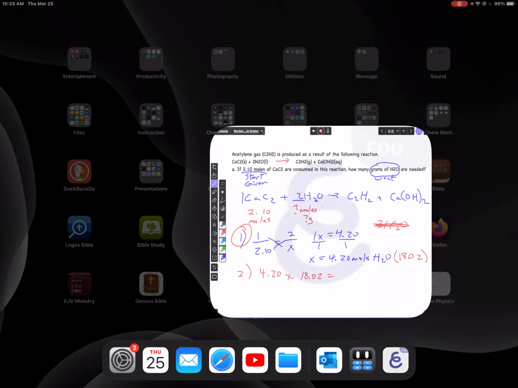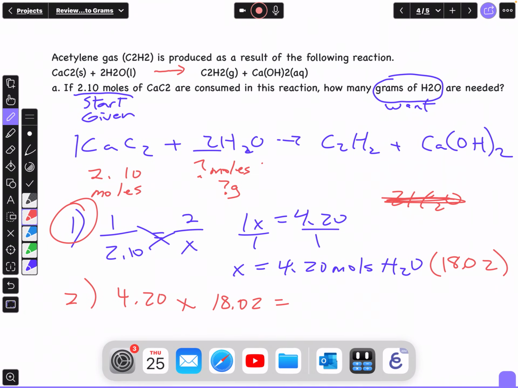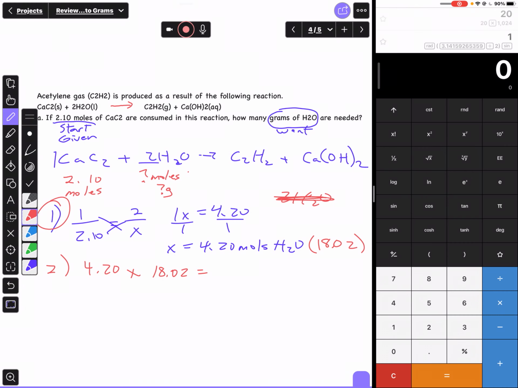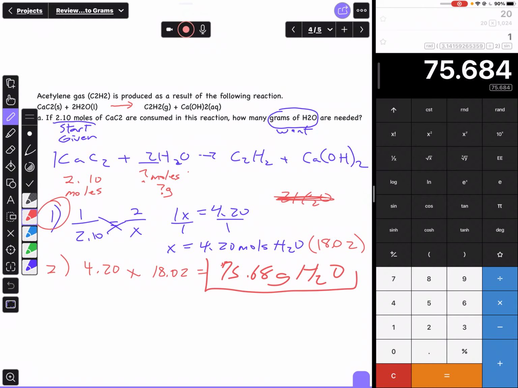And then I bring up my calculator. And I get 4.20 times 18.02. And then I can round this to 2 decimal places, 75.68. And I need to put my units. That's going to be grams of H2O. And that would be my answer.